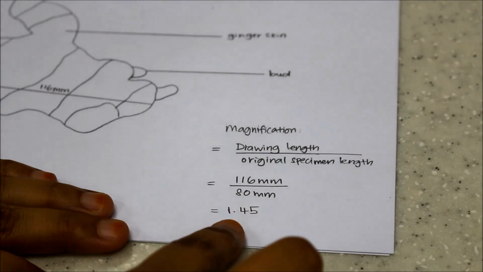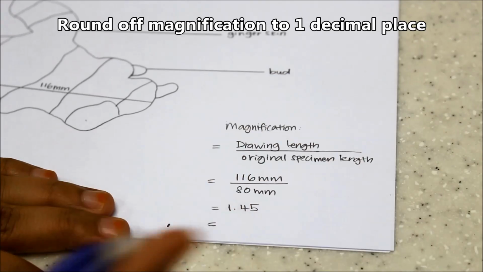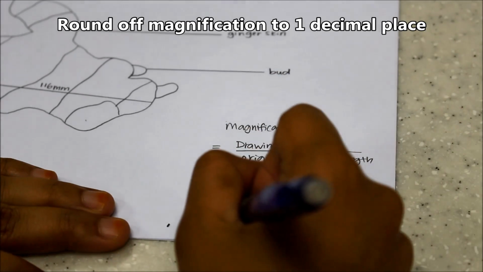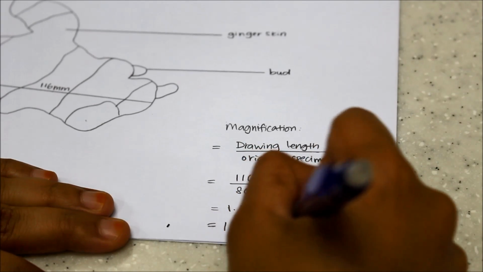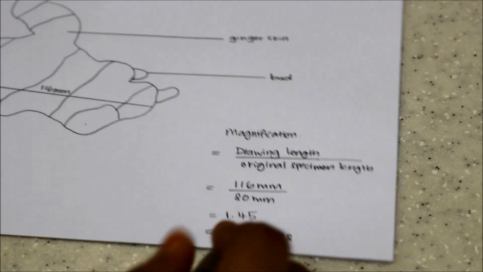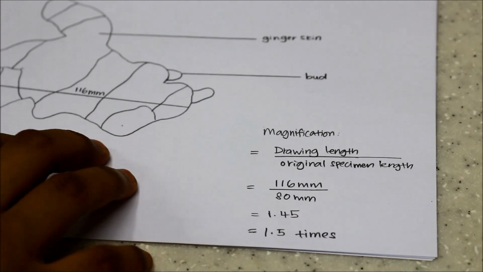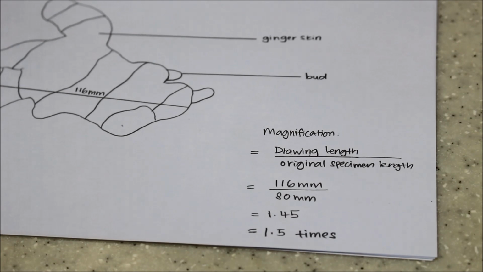However, for magnification, you have to round it off to 1 decimal place. So that would be 1.5 times. So what this means is that your drawing is 1.5 times bigger than the original specimen.